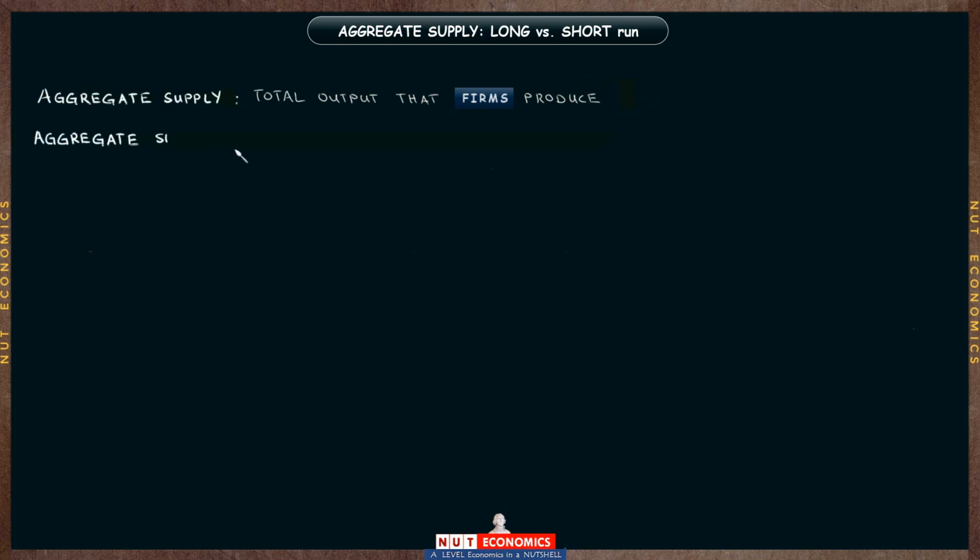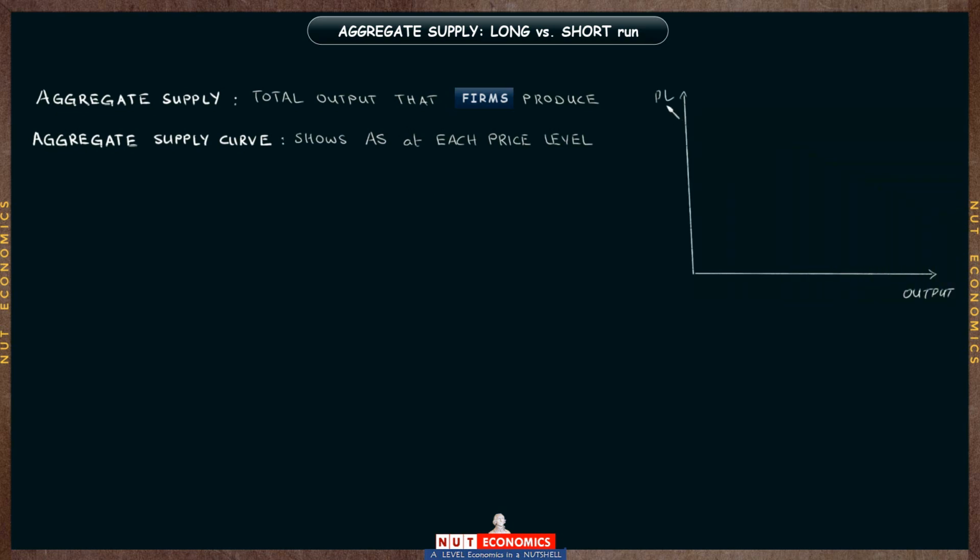And the aggregate supply curve in turn shows us the amount of this total output, the amount of this aggregate supply, that these firms wish to produce at each of the different possible price levels that may exist in the economy. So graphically, we have the same axis as we had when we constructed the aggregate demand curve. On the y-axis, we have the price level. On the x-axis, we have the total output. And this time, a curve that would show us the different price levels and the output that these firms want to produce at each of these different price levels. That is what is known as the country's aggregate supply curve.